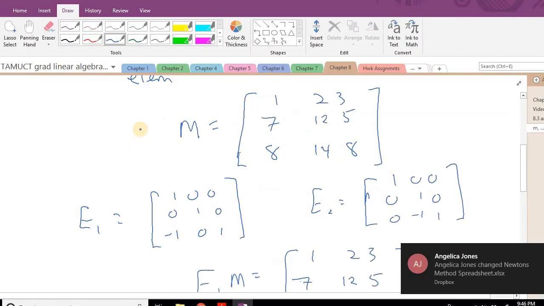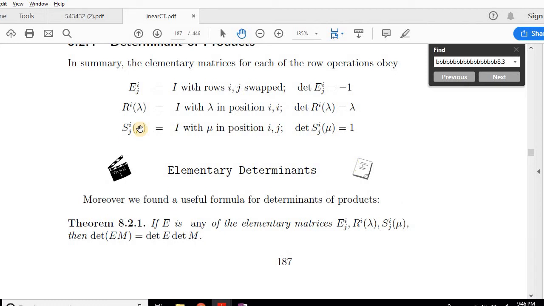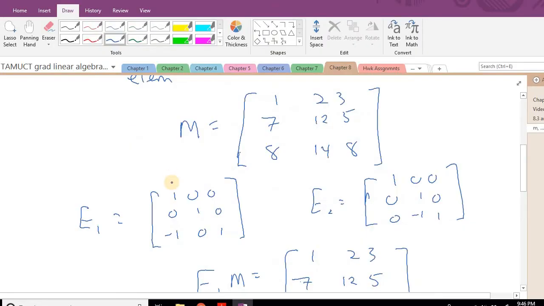So mu is a number. Mu can be negative. So S1, i is 1, j is 1, mu is -1? All right, but that would add negative 1 times the row 1 and add it to row 1. Yes, I think that's correct. So I believe, you can double check this, but I believe that this is S13, -1. Correct.